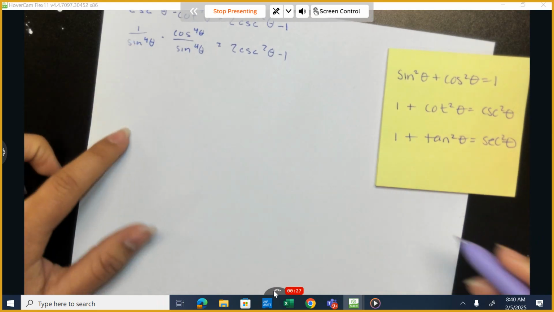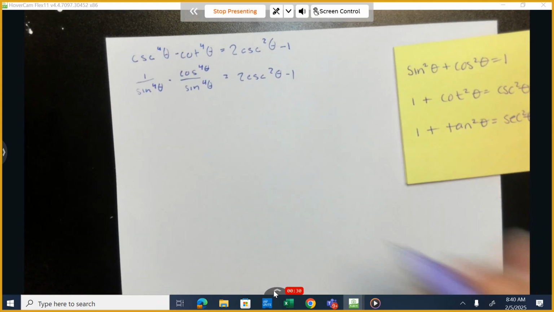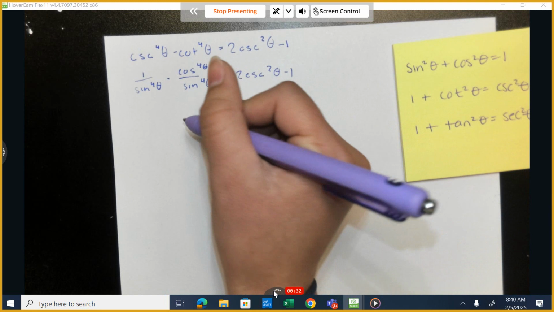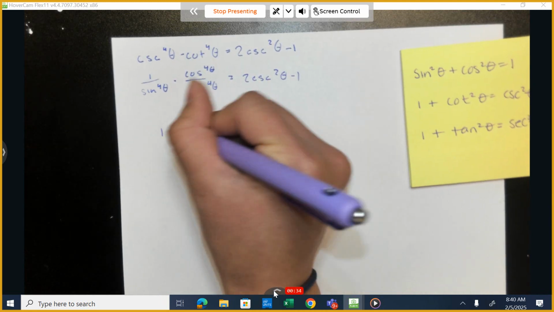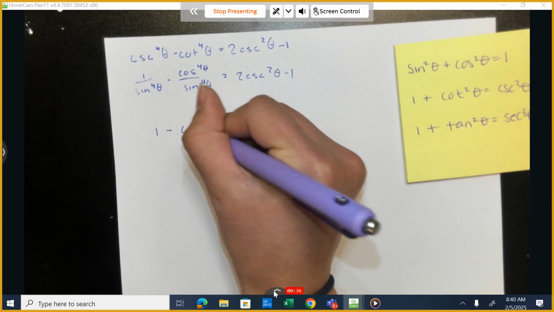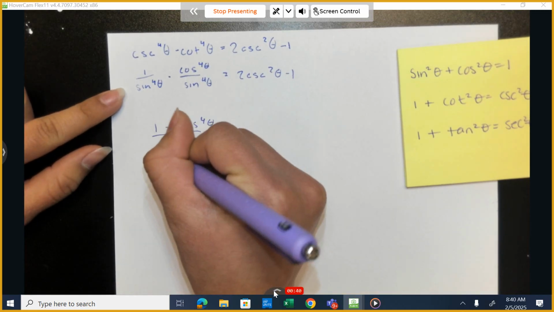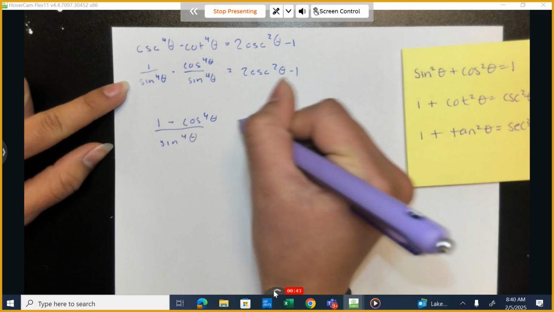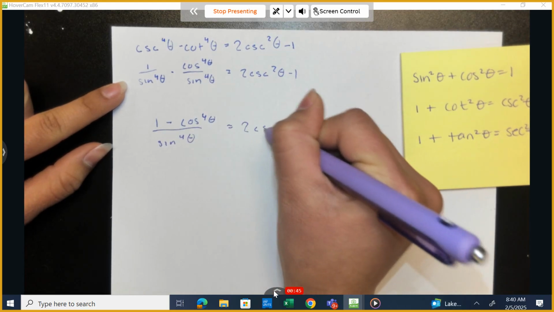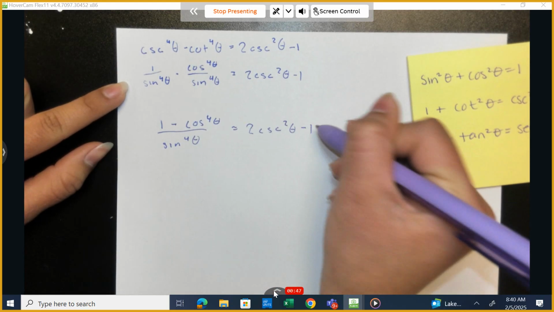So we know that they have the same denominator, so we're going to combine like terms. Is that the word? So I'm going to combine 1 minus cosine, and then we have the same thing in the denominator, which is equal to 2 cosecant squared.